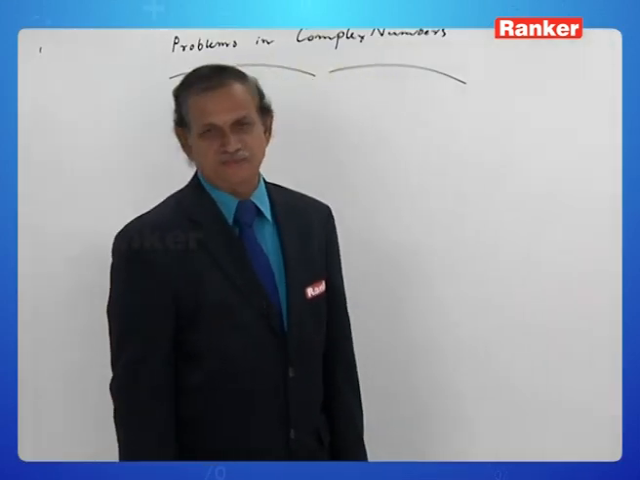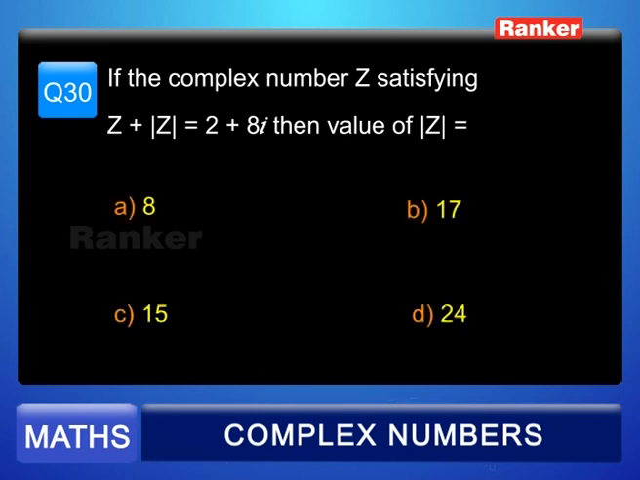The next question before us is question number 30. If the complex number z satisfying z plus mod z is equal to 2 plus 8i, then what is the value of mod z? Just given z plus mod z is 2 plus 8i, a complex number, then the value of mod z is supposed to be a real number, of course. The options are 8, 17, 15 and 24. Let us now find it.